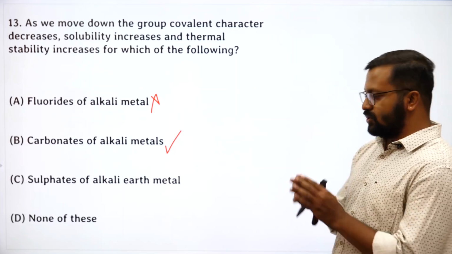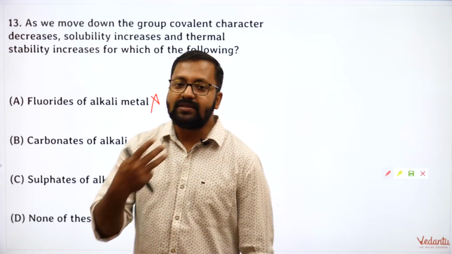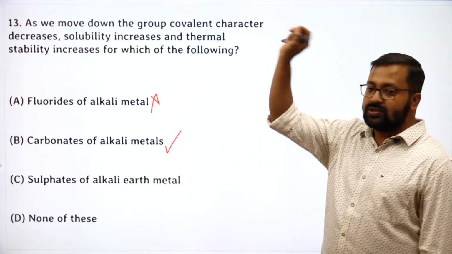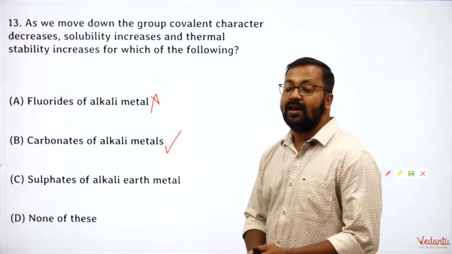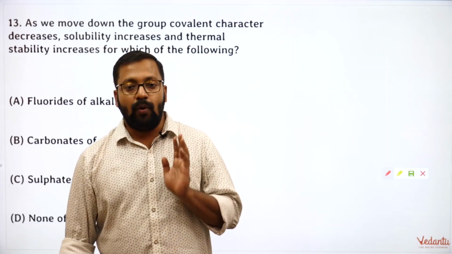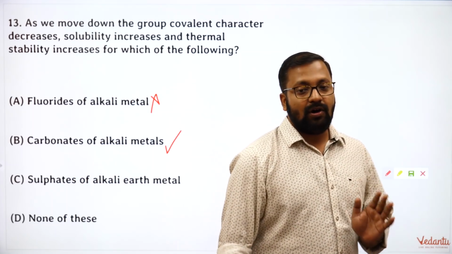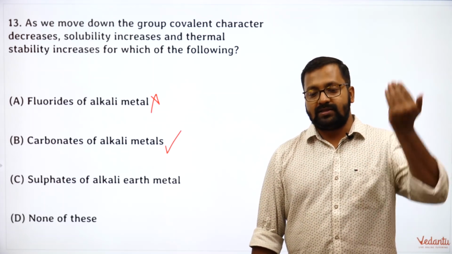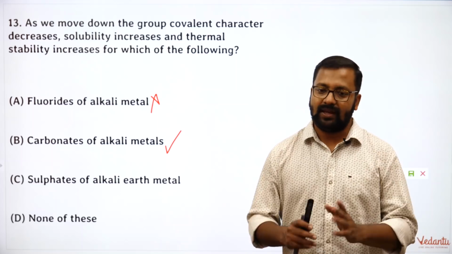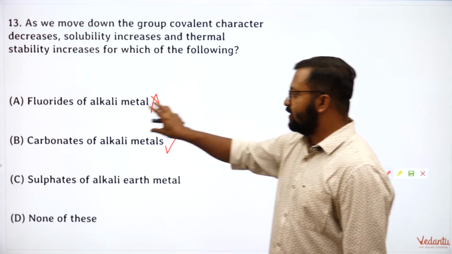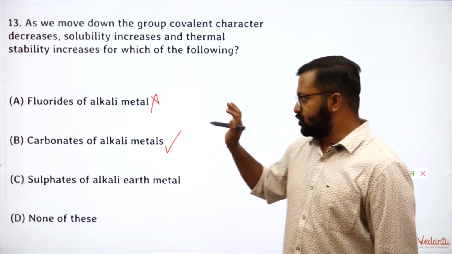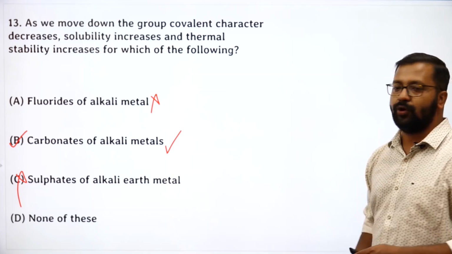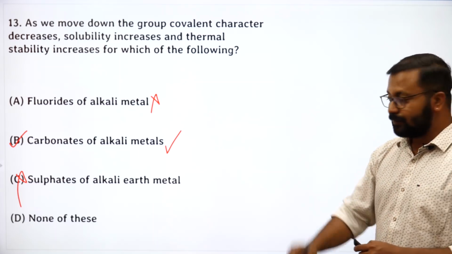Carbonates of alkali metals, the solubility increases and thermal stability also increases. So this question is one that goes into your memory bank: carbonates of group 1 will dissolve faster if we move down the group, and will be more thermally stable if we move down the group. Okay? All of these points are pointing towards option B. This will not be it either. All of these are pointing towards option B.